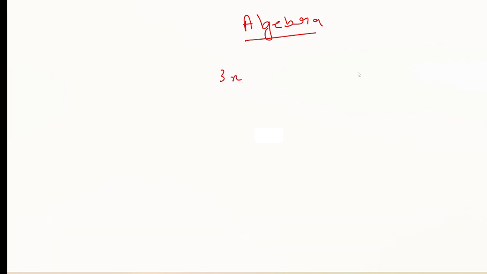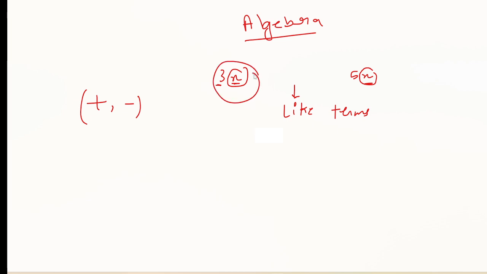Let's suppose 3x and 5x. So we know 3 is the constant number and x is a variable, because it's a letter. It does not have a fixed constant value. So whenever the variable is the same and the power, the exponent, of them is the same, they are called like terms. So we can only add like terms, we can only subtract like terms. So for addition and subtraction, we have to check if the terms are like.